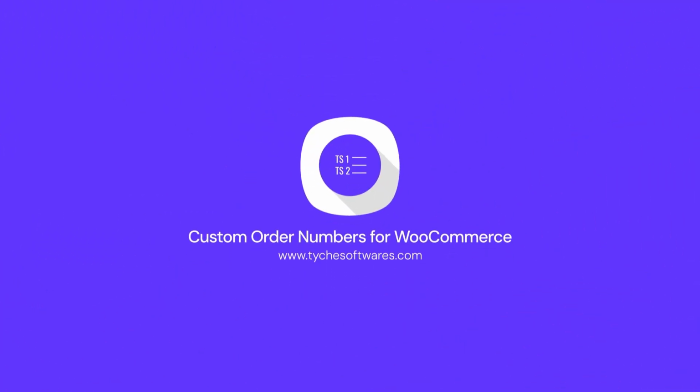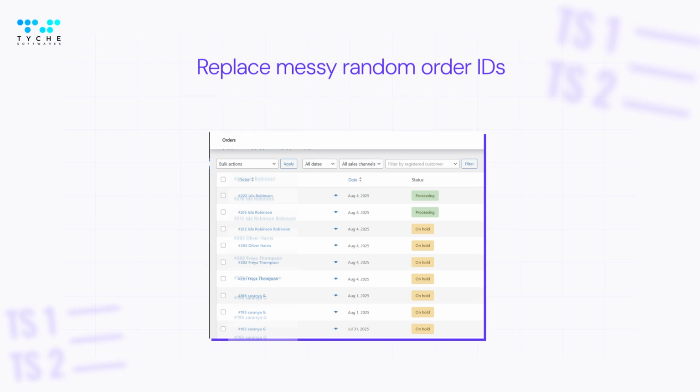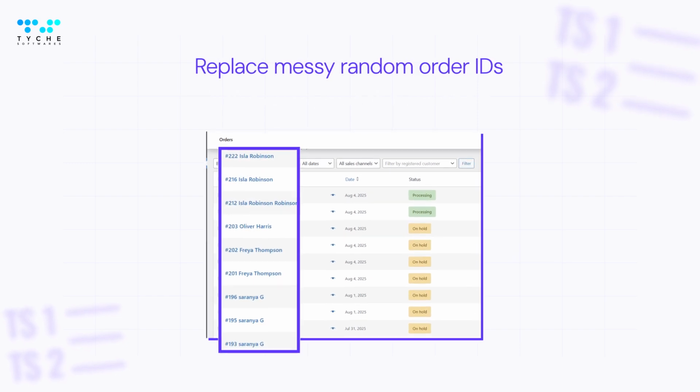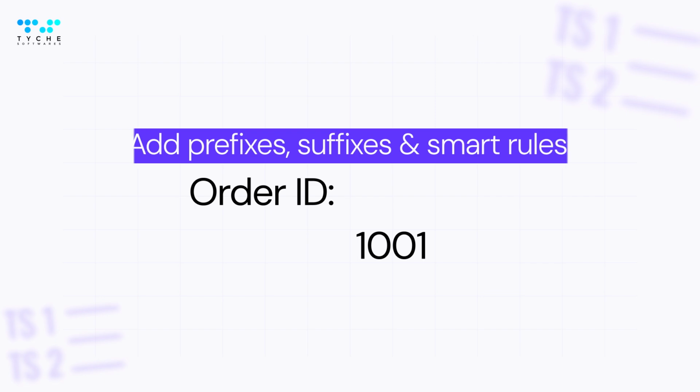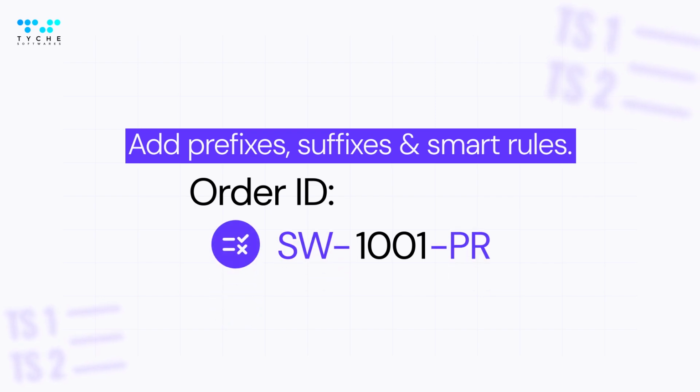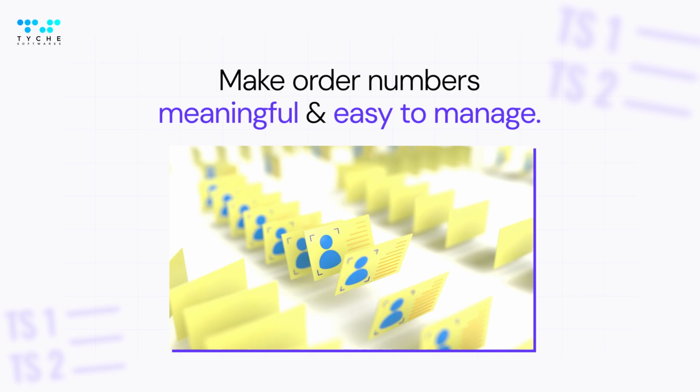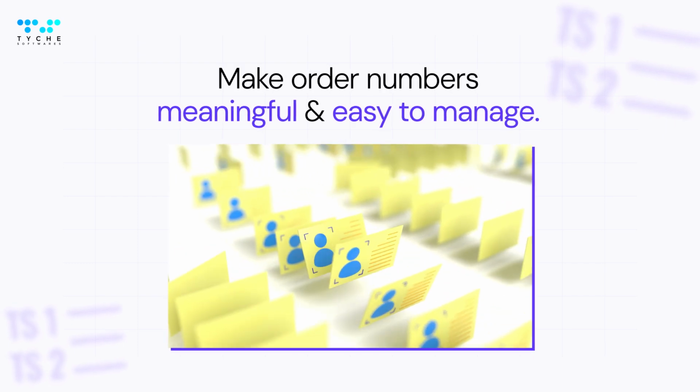Welcome to Custom Order Numbers for WooCommerce. This plugin lets you replace random WooCommerce order IDs with clean, sequential numbers. You can also add prefixes, suffixes, and smart rules, making order numbers truly meaningful and easy to manage.